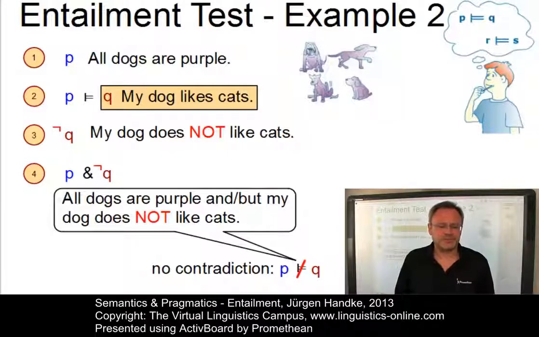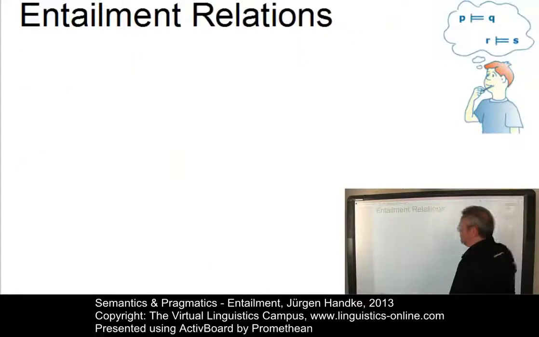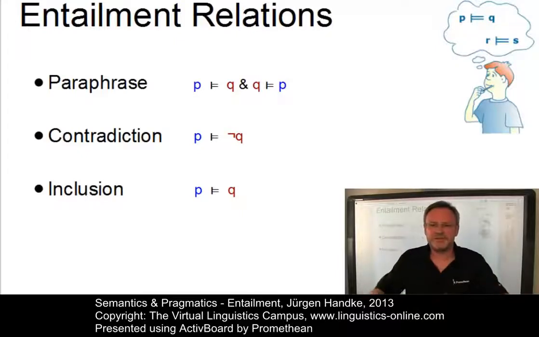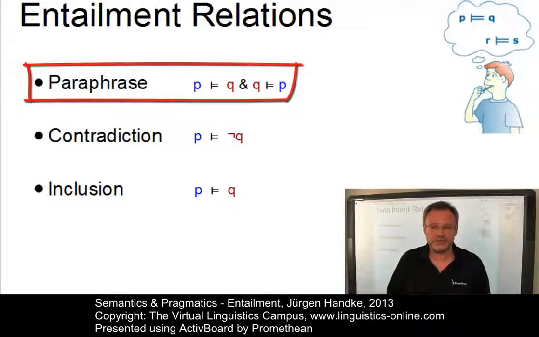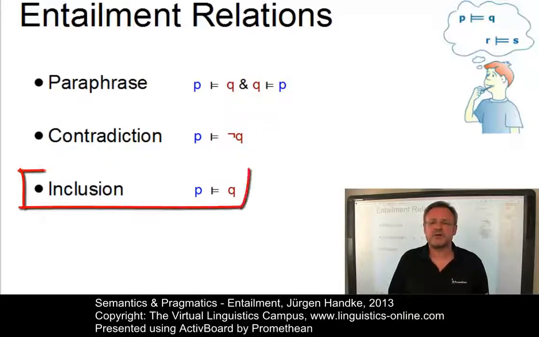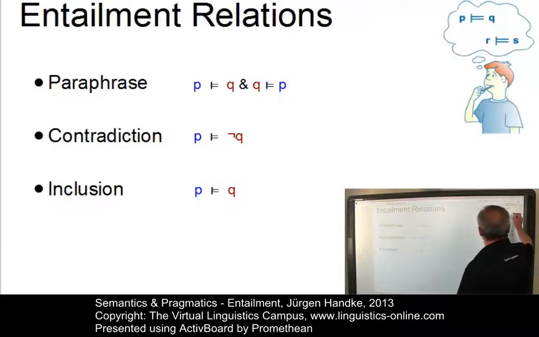Having developed a suitable test for entailment relations, we can now use entailment to define further semantic relationships between propositions. In fact, there are 3 relationships that may be defined between propositions on the basis of entailment. We have the relationship of paraphrase or mutual entailment. We have the relationship of contradiction and the relationship of inclusion. Let us look at them in detail and start with paraphrase.